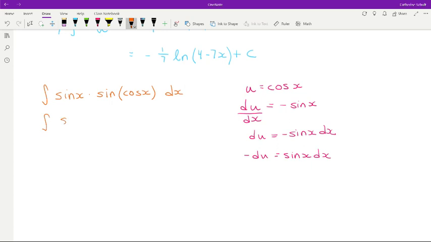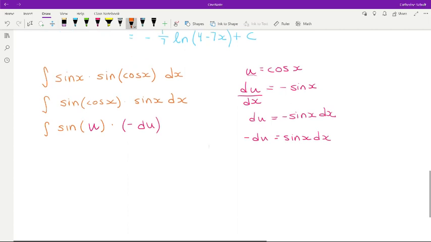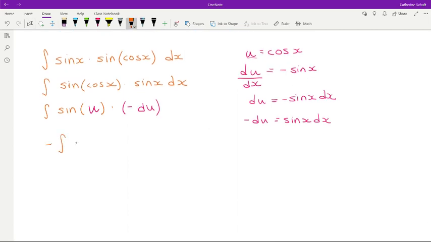If you would like, you can always rearrange the factors to really help with the substitution, but it's not a criteria. You don't have to do that. All right, and then what do we have? We have that sine of the cosine of x is going to become the sine of u, and then sine x dx becomes negative du. Before we do that, let me bring that negative to the outside, if you want.